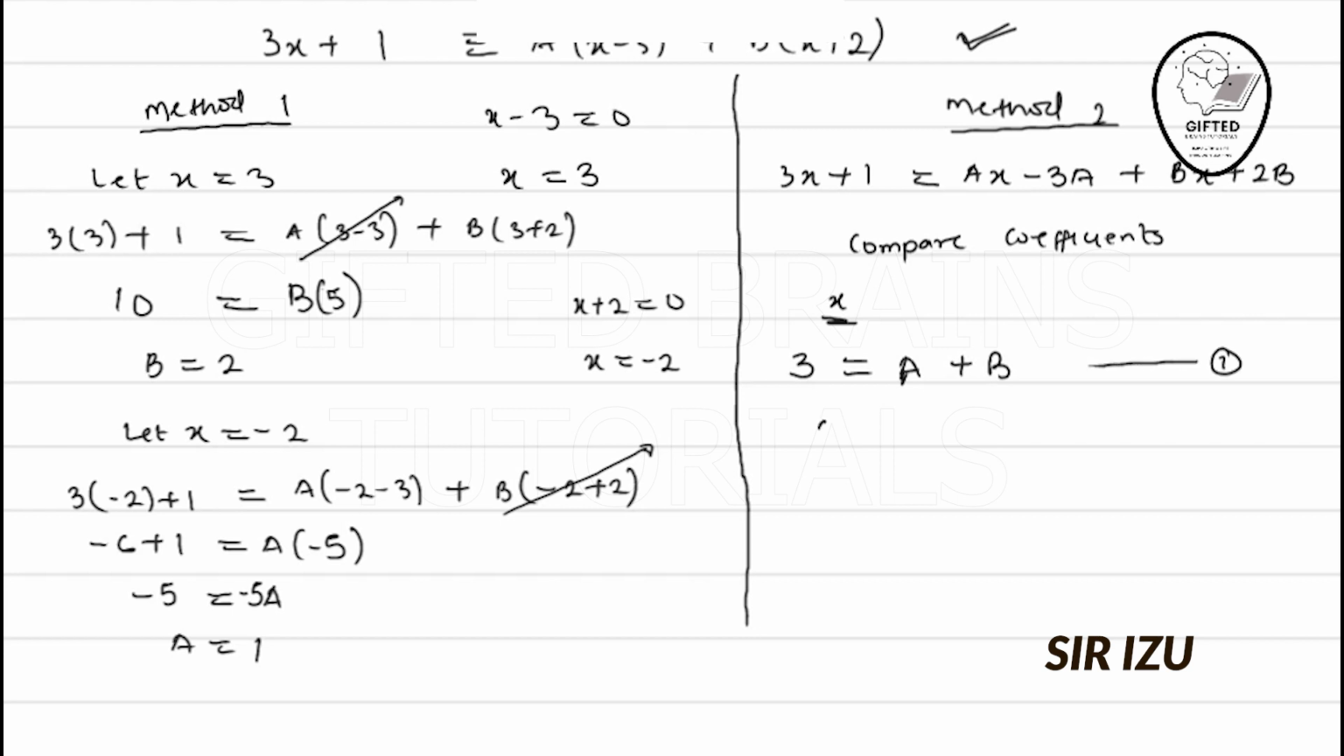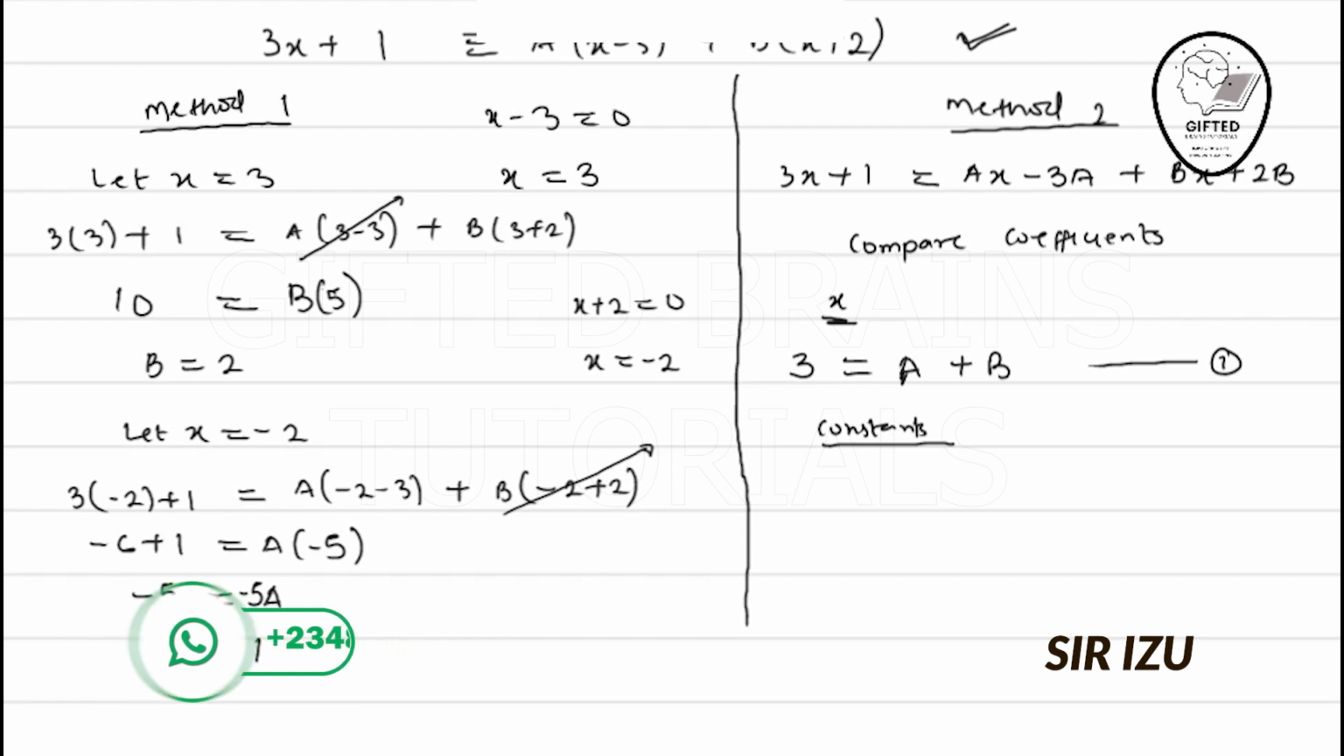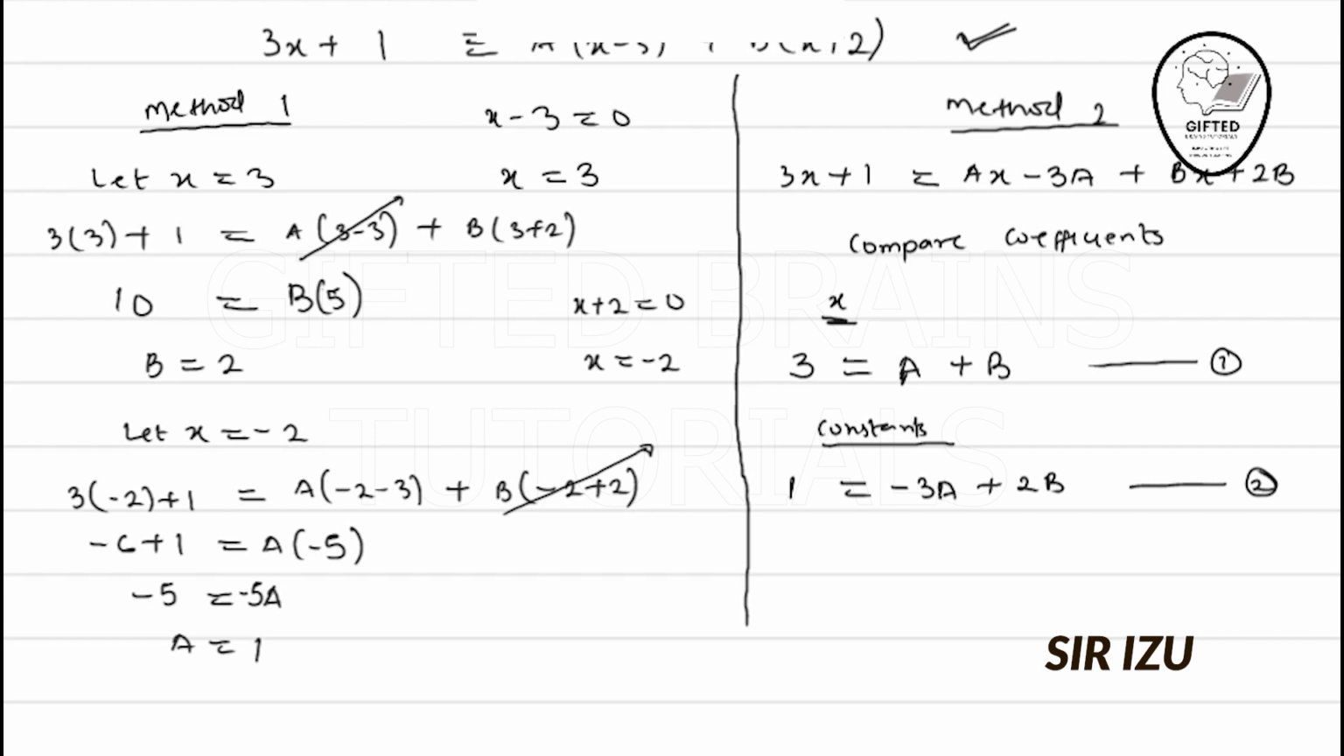Now I will compare constants. I've compared x, I will now compare constants. For constants, what do we do again? The same thing. On the left hand side, what are the constants? Constants are terms without x or without a variable. And so that is 1. Now on the right hand side, what are the constants? It's minus 3a, and then plus 2b. So at the end of the day, this will give my equation 2. So we then solve these 2 equations simultaneously.